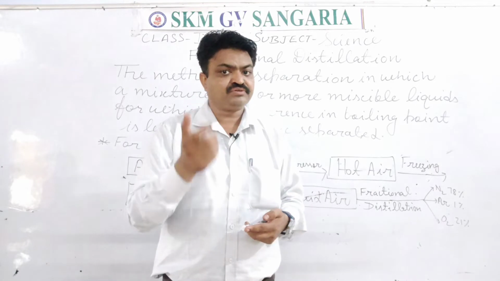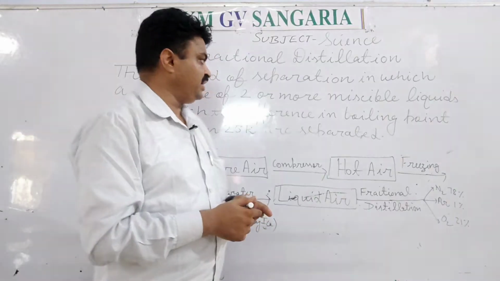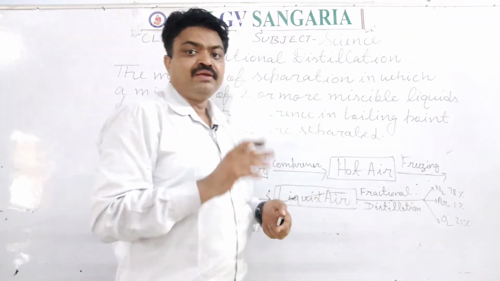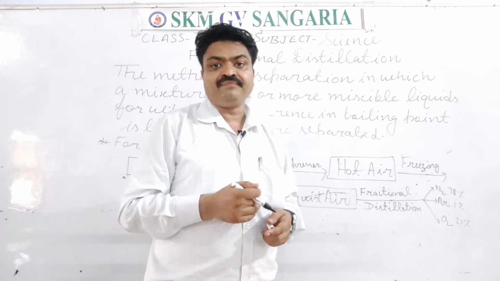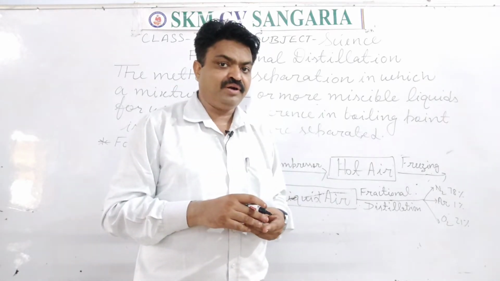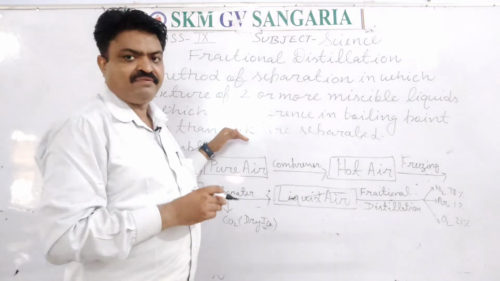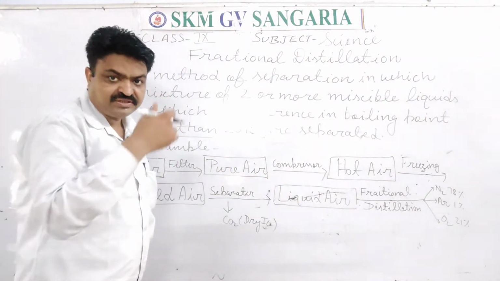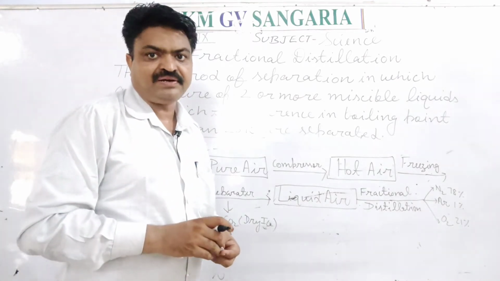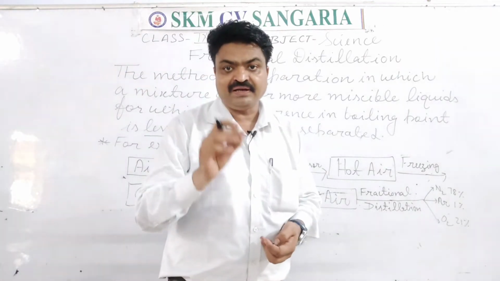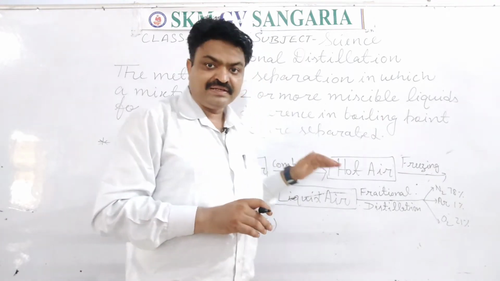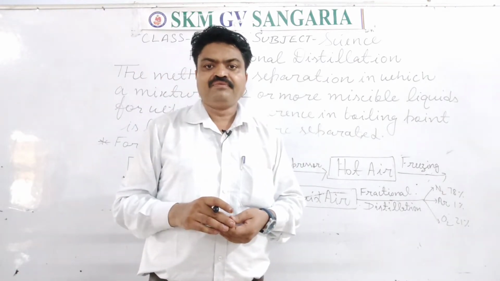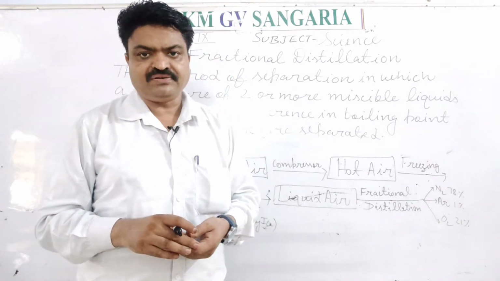So this is the importance of fractional distillation, because with its help we can separate two or more miscible liquids that have a difference in boiling point of less than 25 Kelvin. So it is the most important question: which type of liquids can we separate? Miscible liquids that have a boiling point difference of less than 25 Kelvin can be separated with the help of fractional distillation, student.